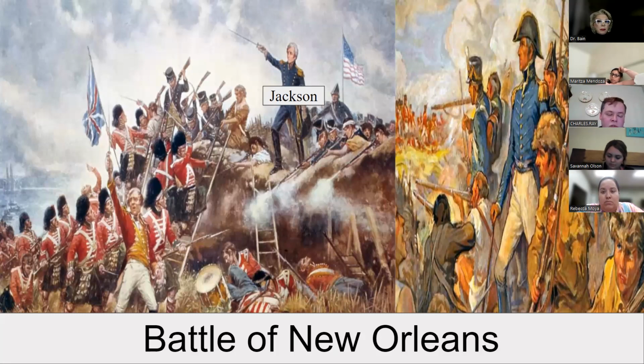Behind cotton bales and entrenchments, they take on a British army that had pretty much bested Napoleon. So it's pretty impressive. They did a pretty good job. And so this actually catapults Jackson to stardom. He's the hero of New Orleans. He saved New Orleans from the British. The sad thing is the Treaty of Ghent had already been signed. It just took a while for the news to get back to America and the fighting to stop.